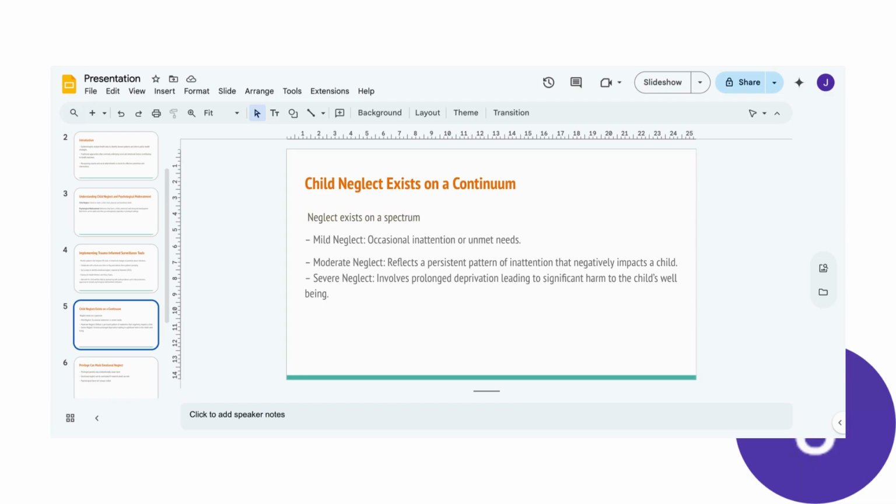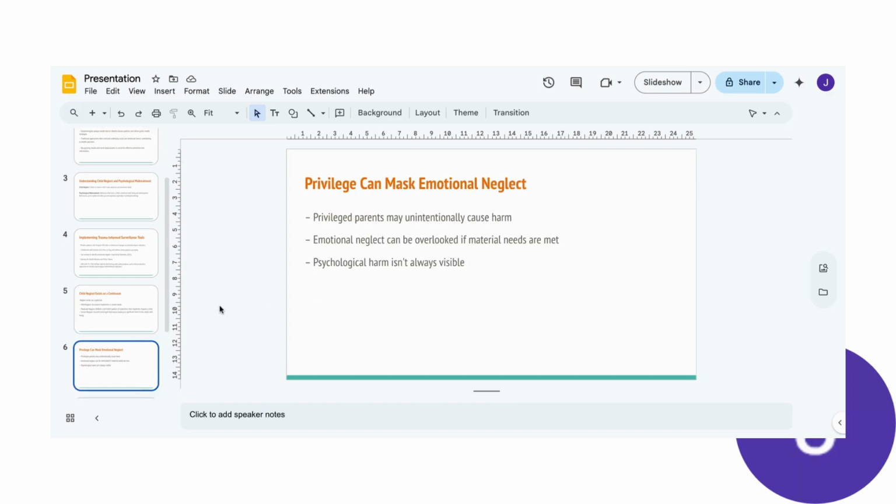So that is why our trauma informed surveillance tools focus on capturing those subtle signs of emotional neglect, such as a child's overall sense of emotional safety at home. By recognizing that neglect can be subtle, we can better identify children who may be at risk and provide them with the support that they need.